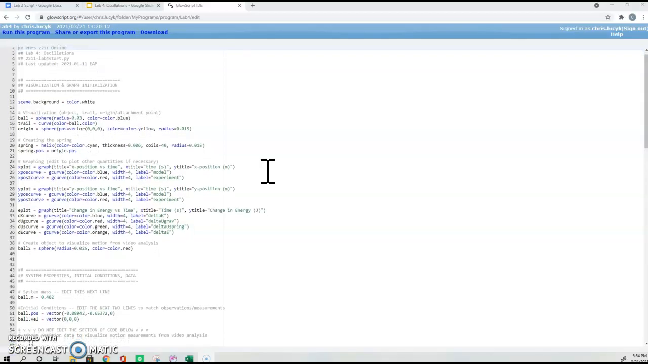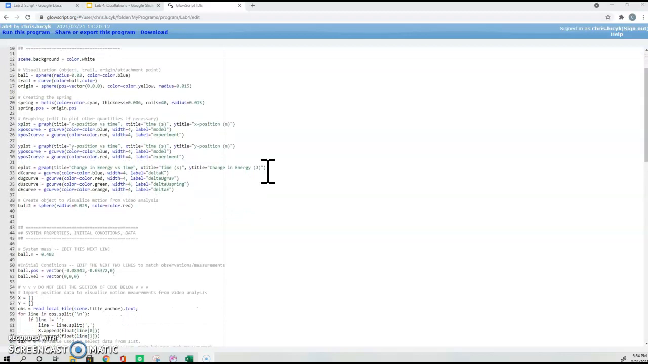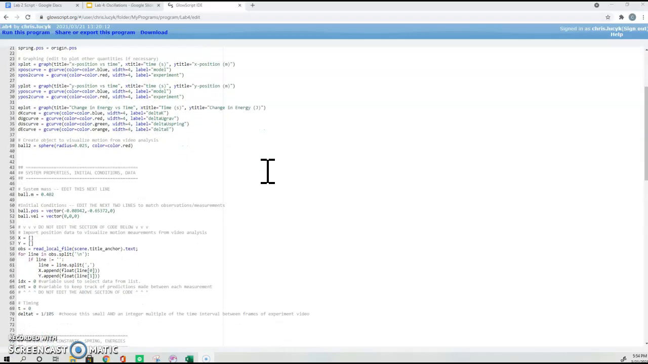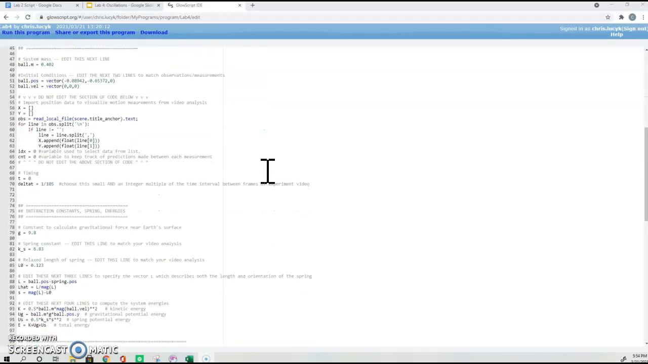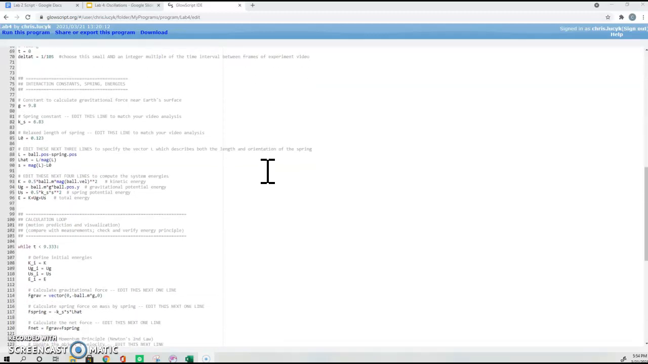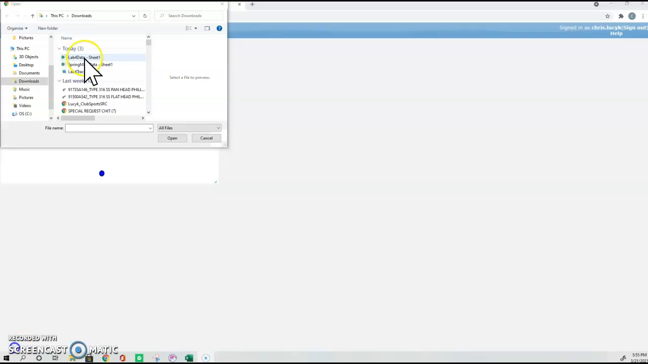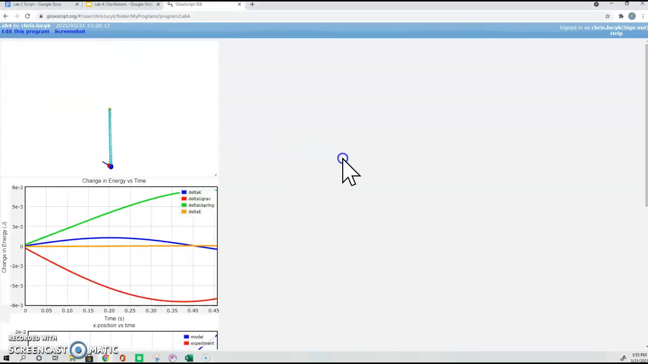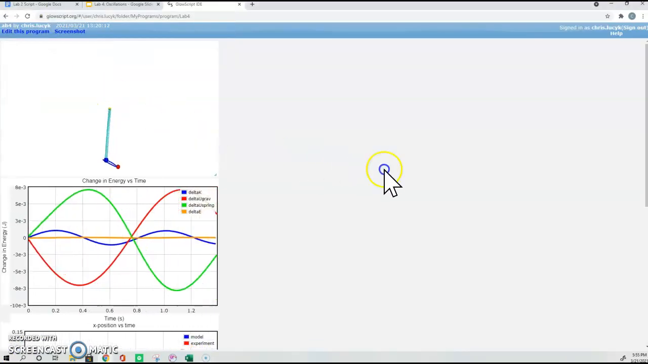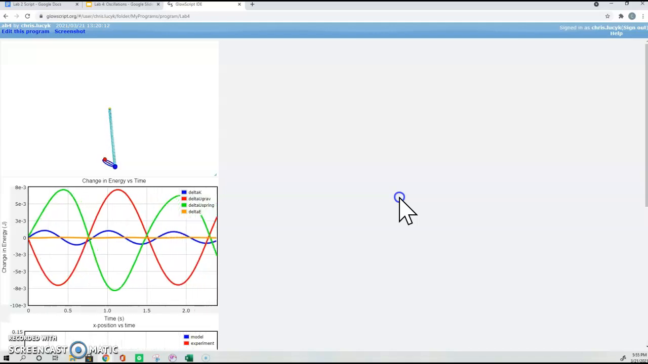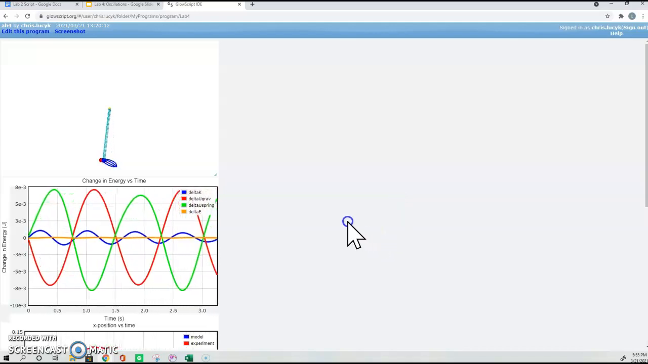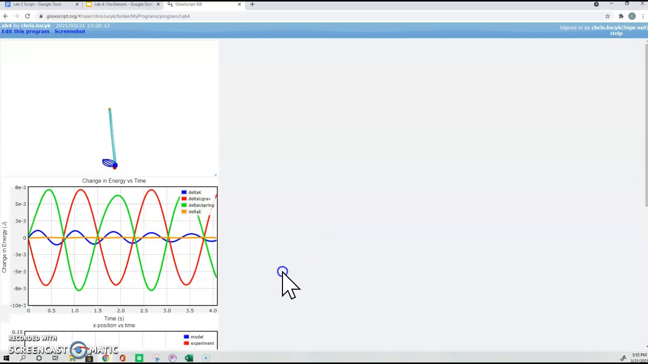I then created a computational model using the Lab 4 starter code. I input the mass of the ball, properties of the spring, and formulas for energy and forces. These inputs will allow the code to run. When I hit run and input the file for my observed data, the computational model runs and plots energy and position graphs as shown. The position graphs compare the experimental data to the model data, shown here.